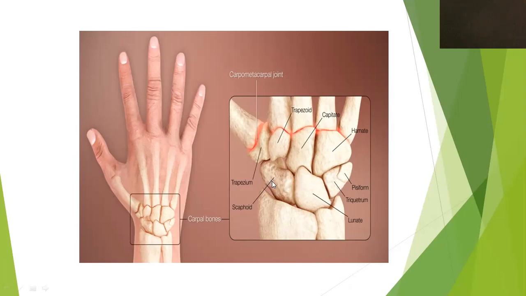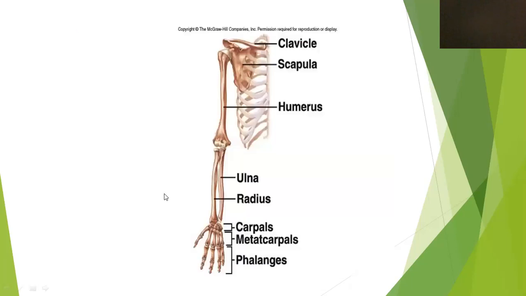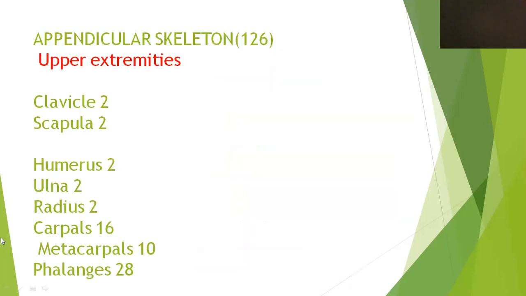The proximal or first row contains 4, the second row also contains 4. What are the bones? Once again, scaphoid, then lunate, triquetrum. On the triquetrum we can see a small pear-shaped bone, the pisiform. Then the second row: trapezium, trapezoid, capitate, and hamate. See, the proximal row or first row, then the distal row, second row. Clear. So these are the carpal bones, a total of 16 bones.